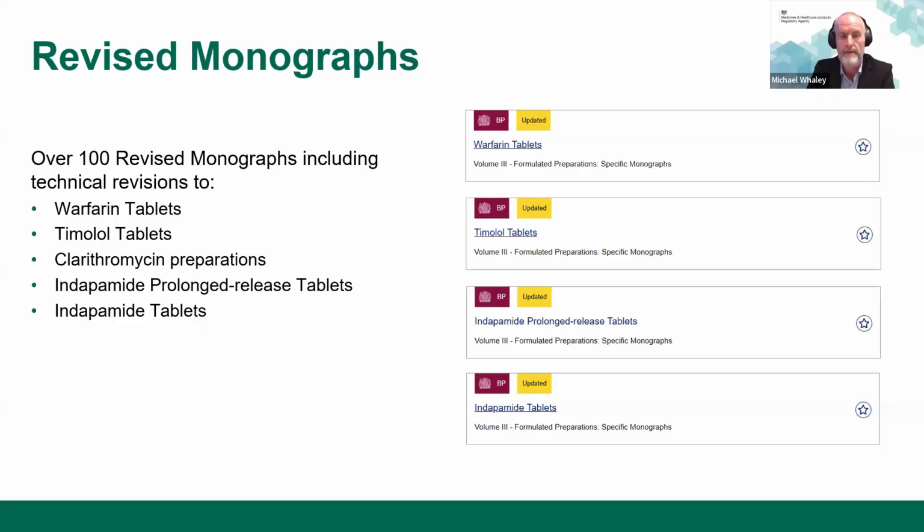And these revisions include new or revised identification tests, updated related substances methods, and updates to uniformity of content and assay procedures. So my overall message here on this slide is that a lot of these monographs include technical changes that improve the BP monographs, and users should review these revised texts carefully before the BP 2027 becomes effective.